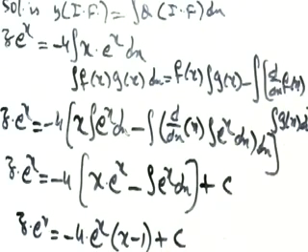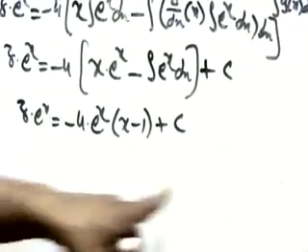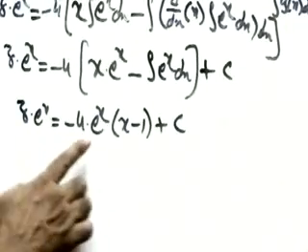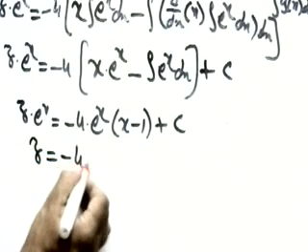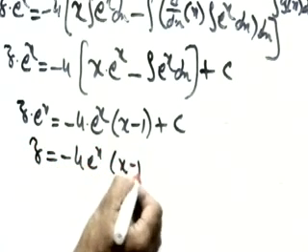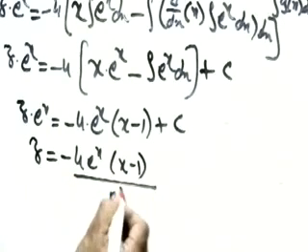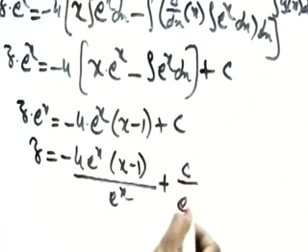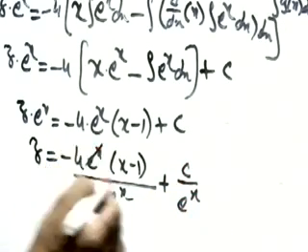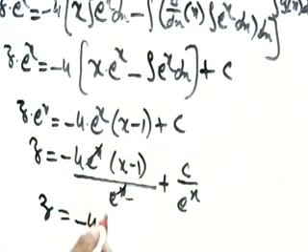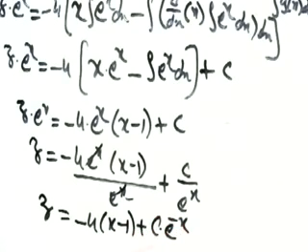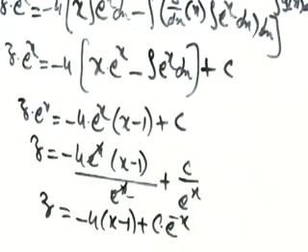Now we have to find z from here, so bring this e power x to the other side, it will be divided. Divide this one and this one separately. So z equals minus 4 e power x into x minus 1 by e power x, plus c by e power x. Now this will get cancelled, and we get the value of z: z equals minus 4 into x minus 1 plus c into e power minus x.